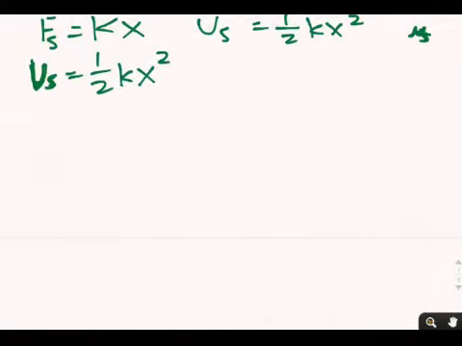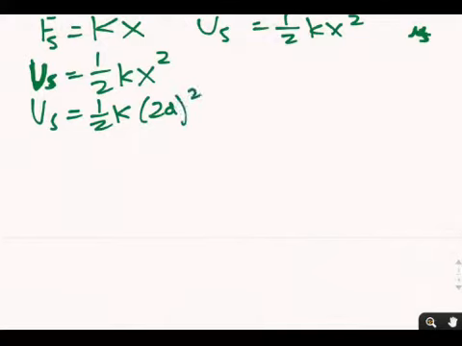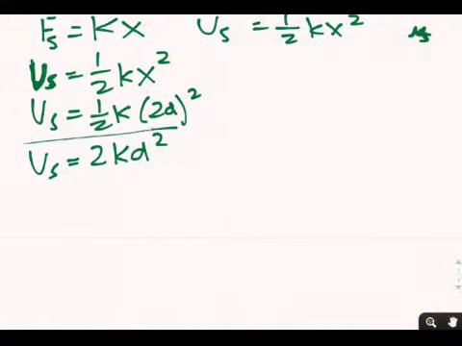And the distance that it's being stretched here is 2d. So you get 1/2 k 2d squared. So 2 squared is 4, and 4 divided by 2 is 2, so you get 2kd squared. And don't put units when you're solving for variables, that's just when you have numbers.